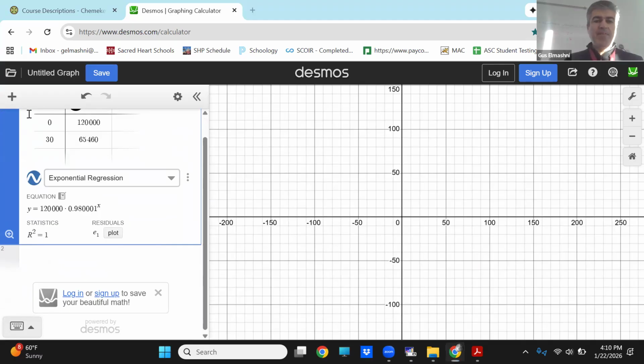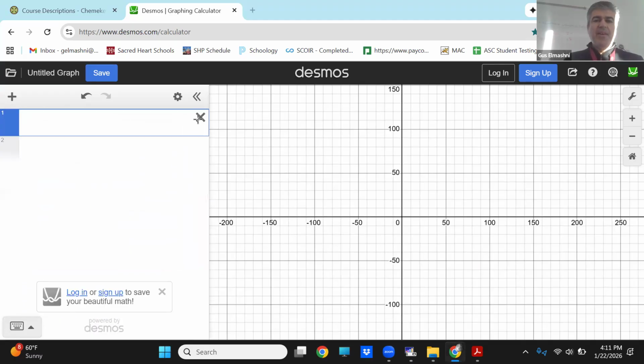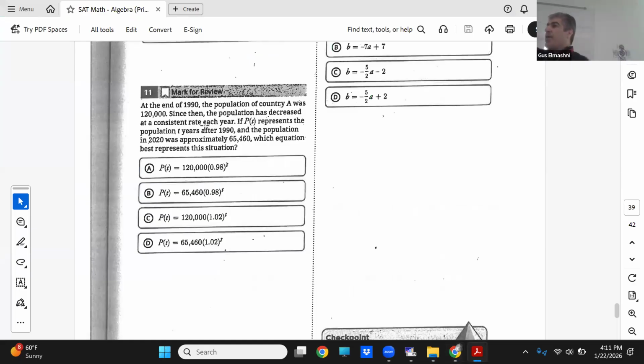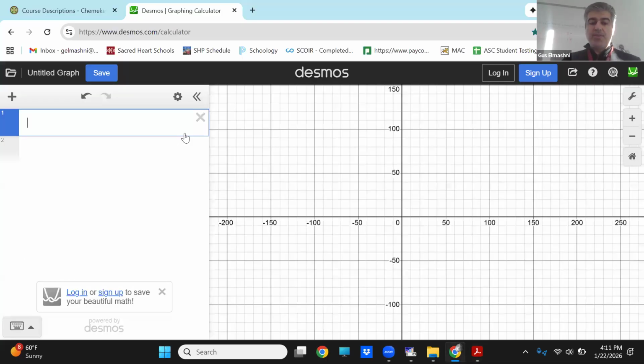I'll do it again. I'll do it from scratch. Okay. So you have information here. You're told it's exponential, right? You're told that. Well, actually, you're not told that, but it's shown in the choices, right? Or they would just tell you in the problem if it's free response, because they'd have to tell you what they want. It's decreasing at a consistent rate, so yeah, that's going to be exponential. You start in 1990. Call that T equals 0 or X equals 0. What's the population? 120,000. So I'm going to do table 0, 120,000.